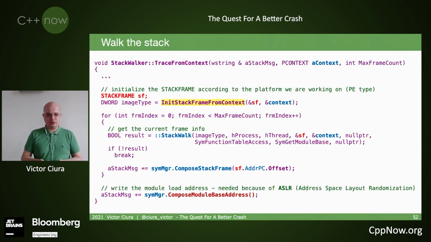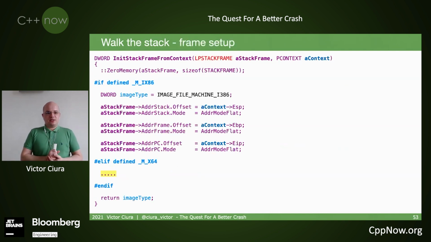Let me remind you, it was this one highlighted in yellow here. So, init stack frame from context: we have an output parameter here, the stack frame, and the current context, which is the input parameter for this function. So we always start with a PCONTEXT, with a context. And we fill in this structure with all the information from the context.